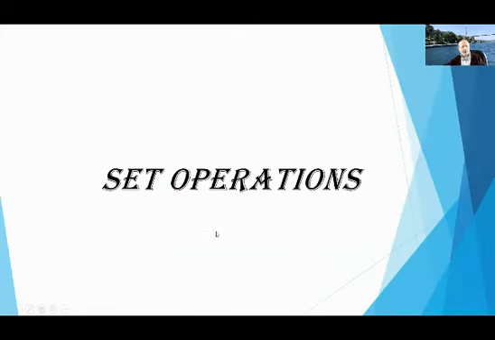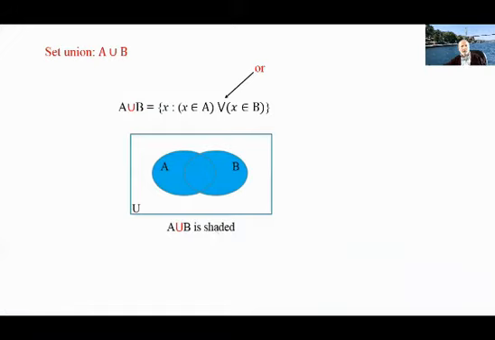Now we go to set operations. The first one is the union, set union. So you have 2 sets, A and B, and we say A union B is the set of elements x in A or x in B. And A union B is the shaded part of this. This is A and this is B, and all of those are A union B. We'll take some examples down the road.